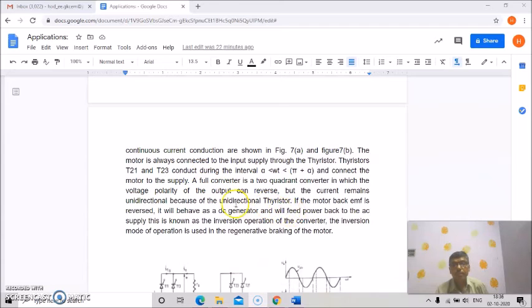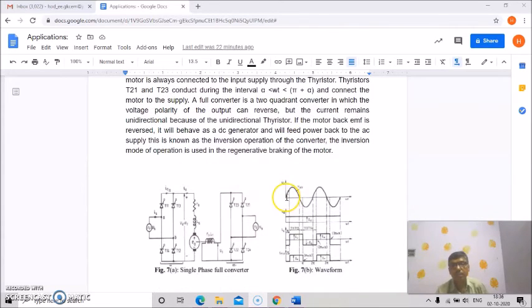A full converter is a two-quadrant converter, in which the voltage polarity of the output can be reversed, but current remains unidirectional because of the unidirectional thyristors. And if the motor back EMF is reversed, it will behave as a DC generator and will feed power back to the AC supply. This is known as the inversion operation of the converter, and the inversion mode of operation is used in the regenerative braking of the motor.